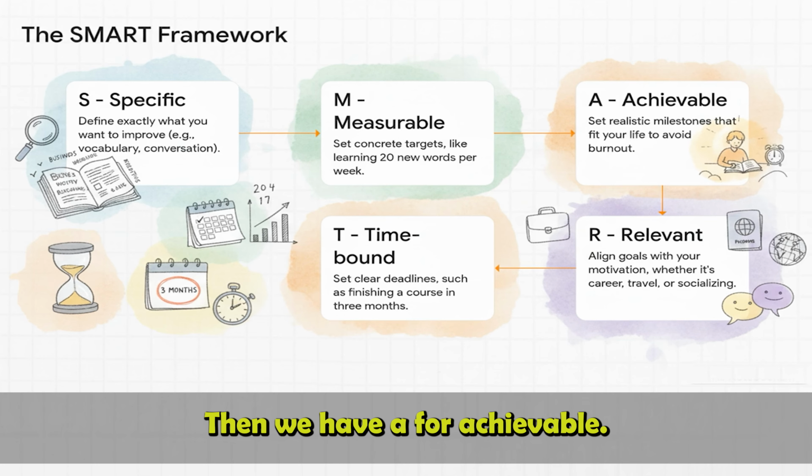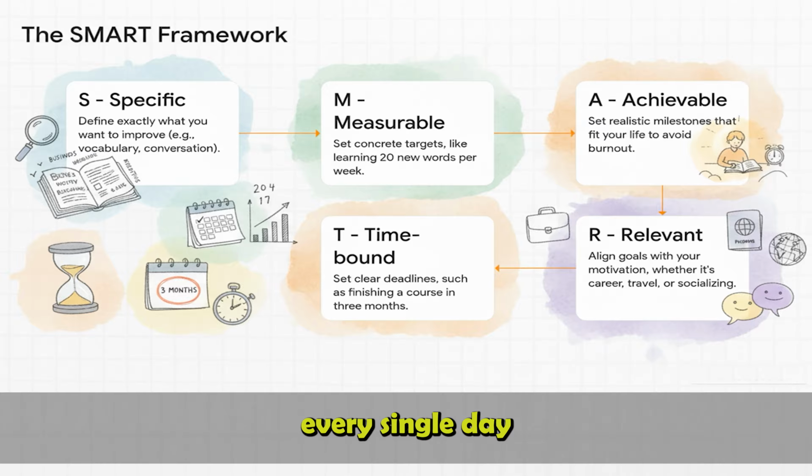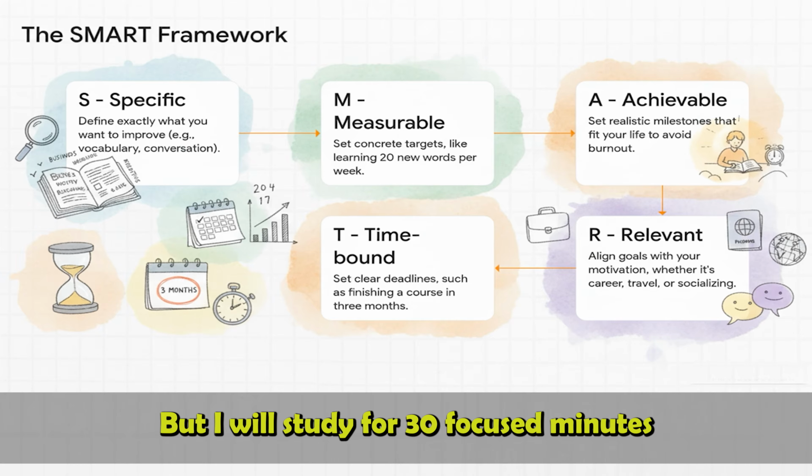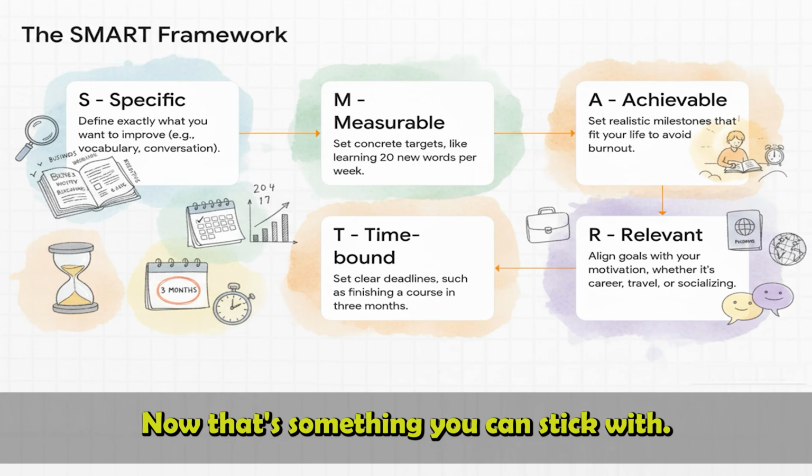Then we have A for achievable. This is all about being honest and realistic with yourself to avoid getting overwhelmed and quitting. If you work a full-time job and have a family, a goal to study 4 hours every single day is probably not achievable, but I will study for 30 focused minutes every morning before work. Now that's something you can stick with.